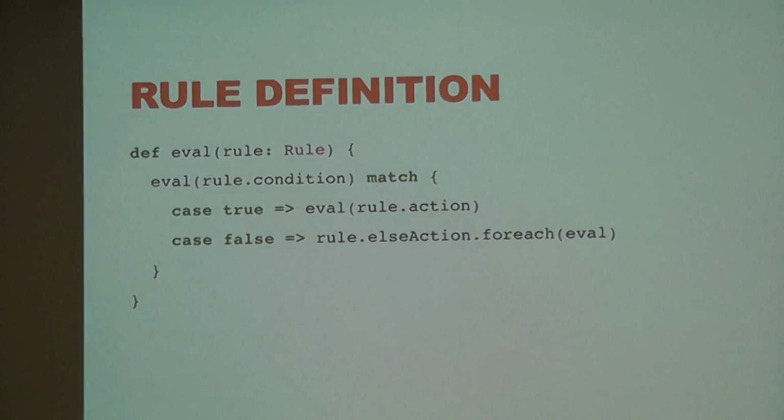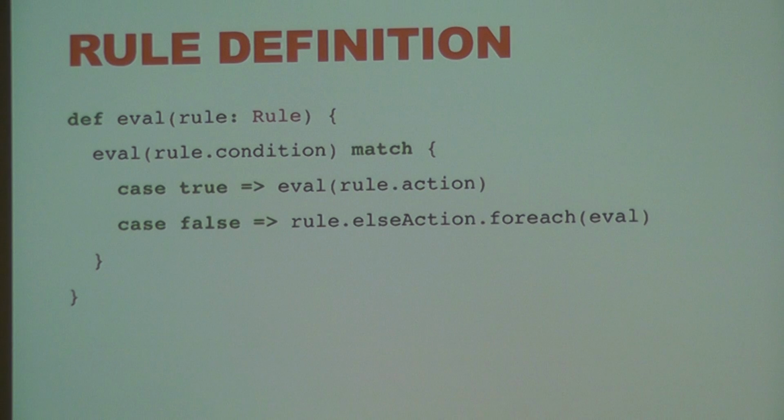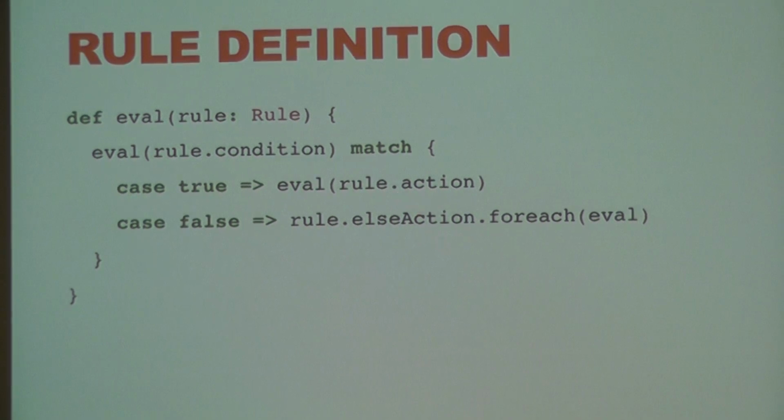And evaluating a rule is very simple now that we know how to evaluate conditions and actions. You simply evaluate the condition. If the condition is true, you evaluate the action. And if the condition is false, you evaluate the else action if it exists.